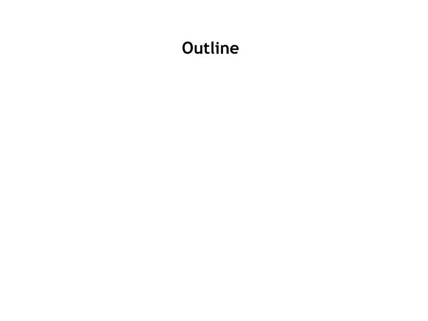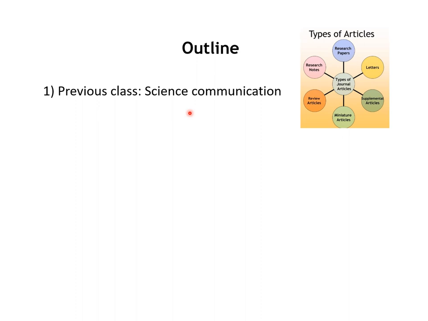In this class, we're going to finish the last section in science communication. If you remember, we're talking about the different types of articles and the type of article that you have to write. Then we will move into tissue crowding beyond cancer. So what other applications can this process have?